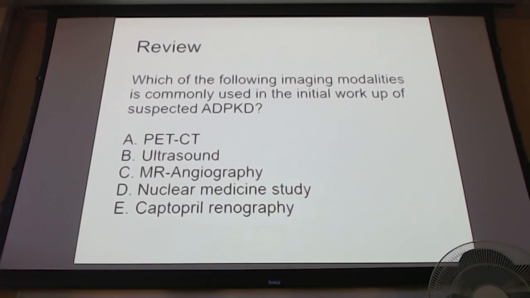B. Again, the key here is initial. Ultrasound is very effective for evaluating the parenchyma of the kidney. It's really good at looking at cysts. It's inexpensive. There's no ionizing radiation. It's non-invasive. Did we even talk about captopril renography? It's a real thing, but we didn't talk about it.